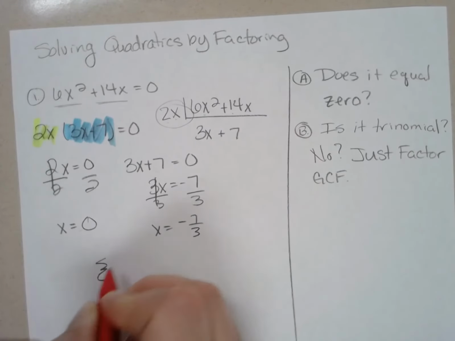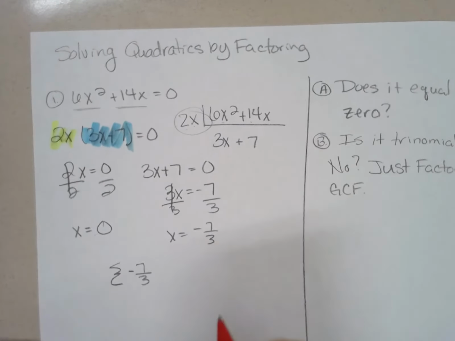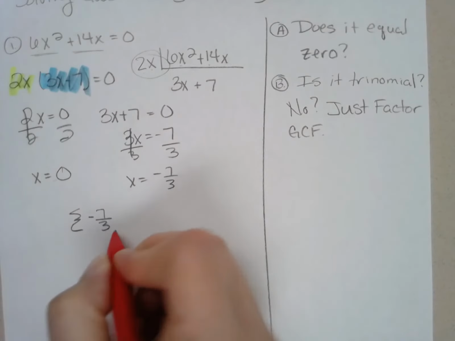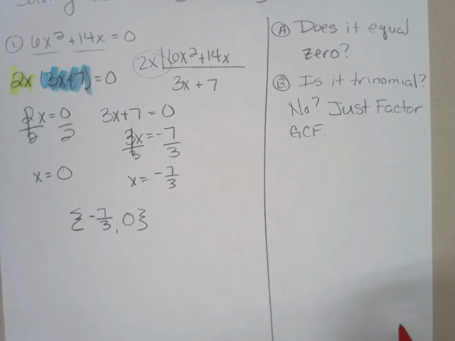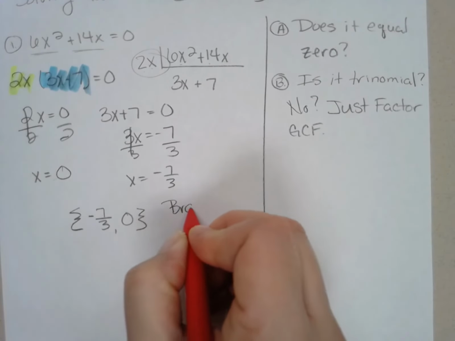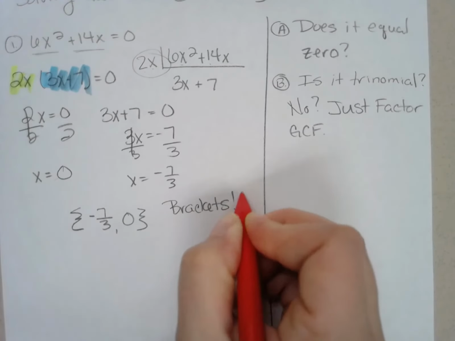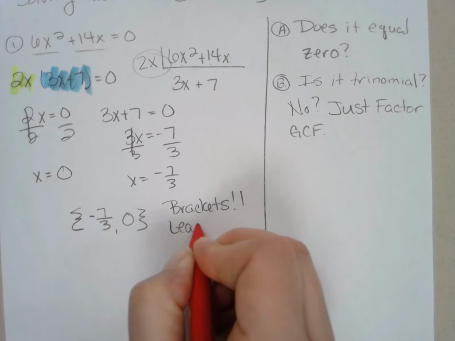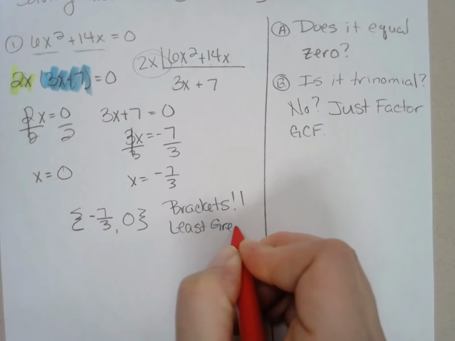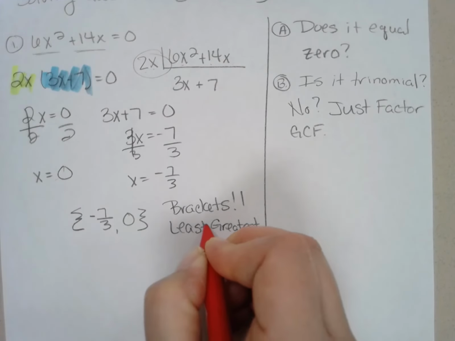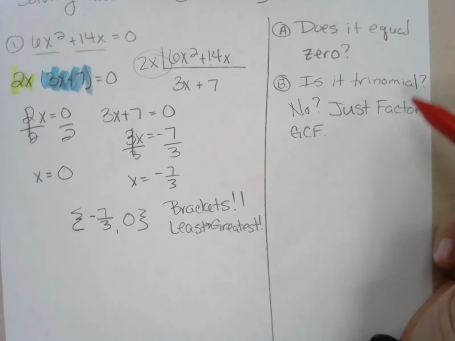And then I'm going to put it in brackets, least to greatest. Negative 7/3 is the smallest number, and 0 is the bigger number. So for set notation, you need brackets, and you need to go least to greatest.